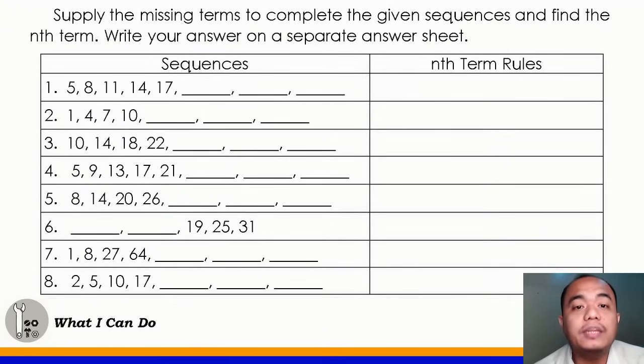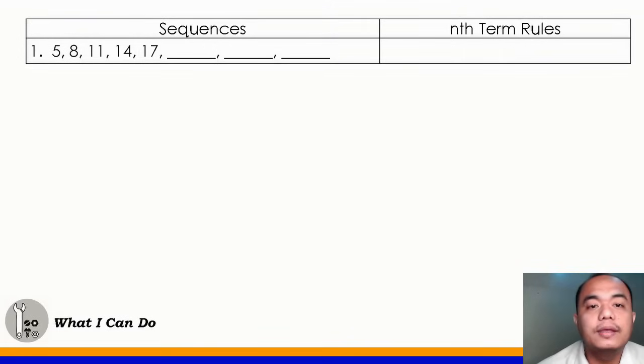Direction: supply the missing terms to complete the given sequences and find the nth term. Write your answer on a separate sheet of paper. Okay, let's have number 1. So we will look for the sequence first and then we will look for the nth term rule.